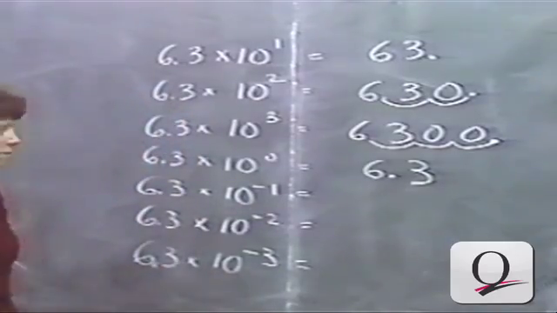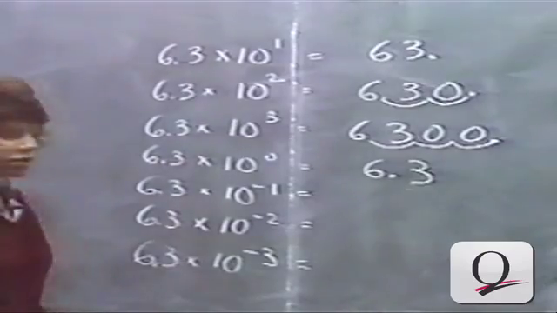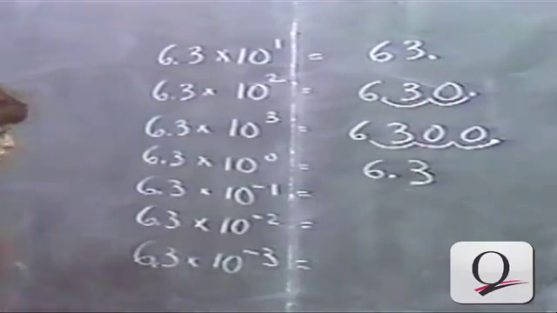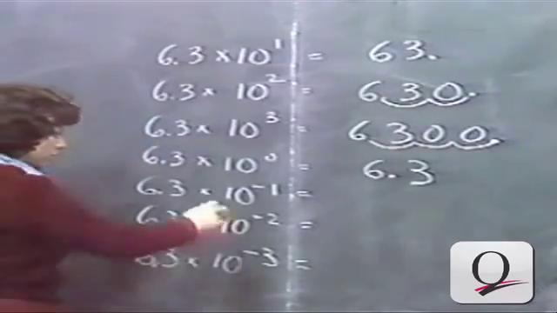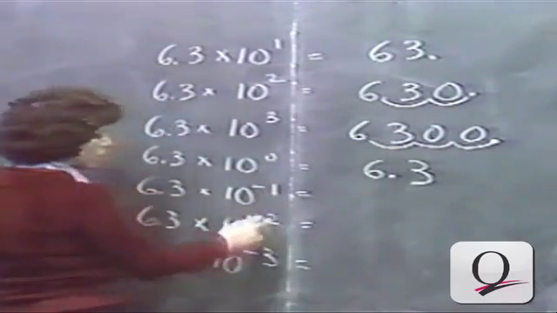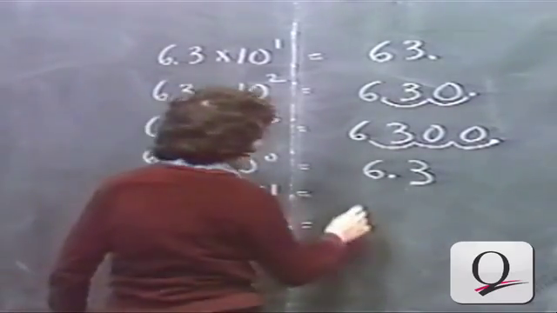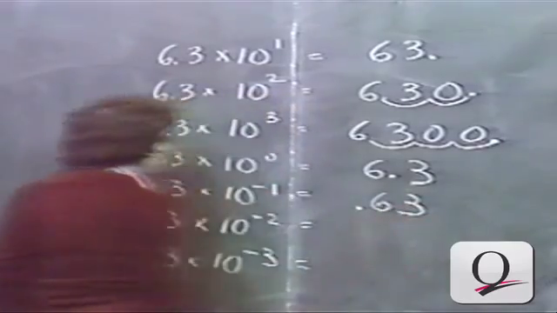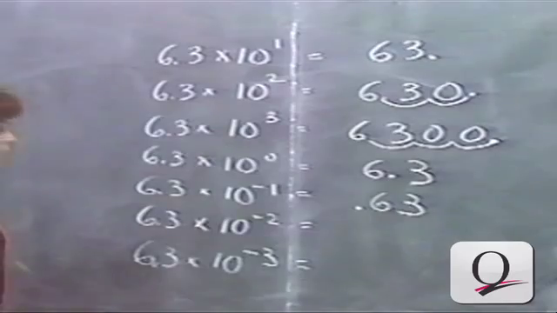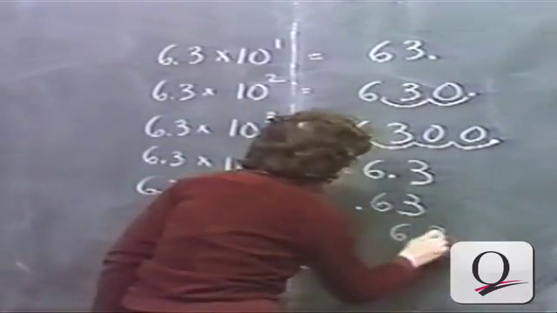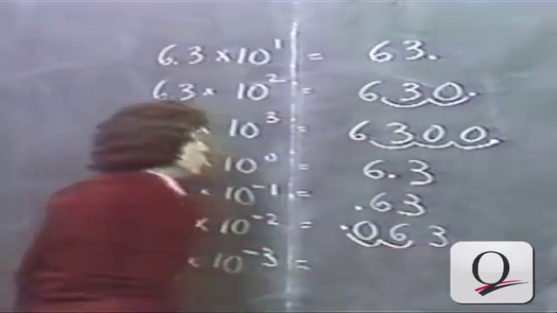There's no change. 6.3 times 10 to the minus 1. Now, in all of these, we're multiplying by 10 to a negative power. When you're multiplying by 10 to a negative integer power, you move the decimal to the left. Okay? Multiplying by 10 to the minus 1, you move the decimal one place to the left. 6.3 becomes 0.63. When you multiply by 10 to the minus 2, you move the decimal point 2 places to the left. 6.3 becomes 0.063.